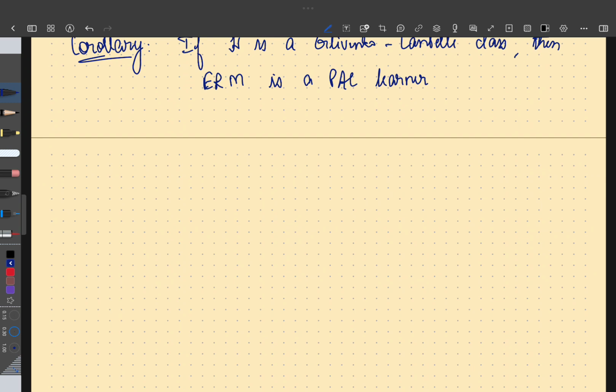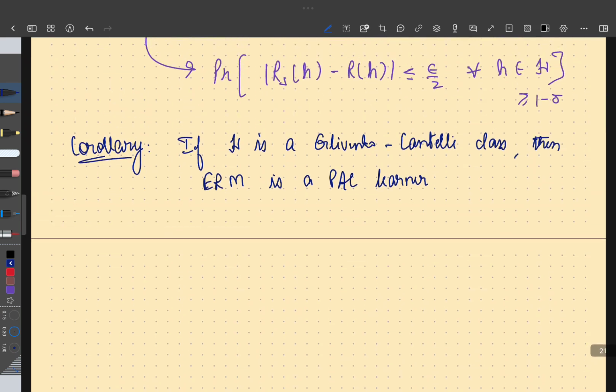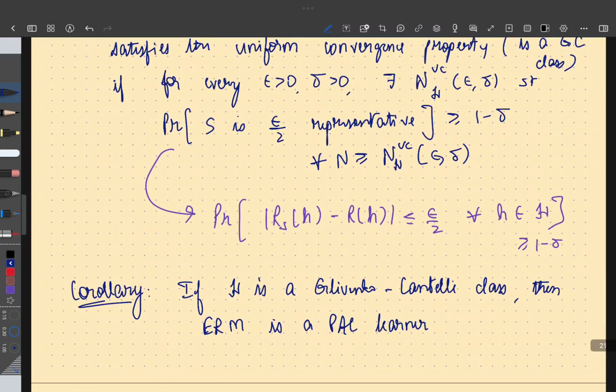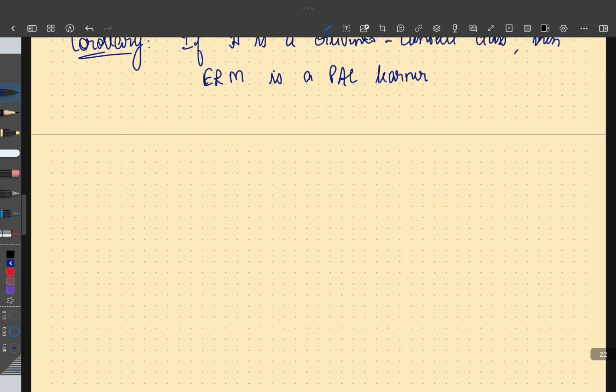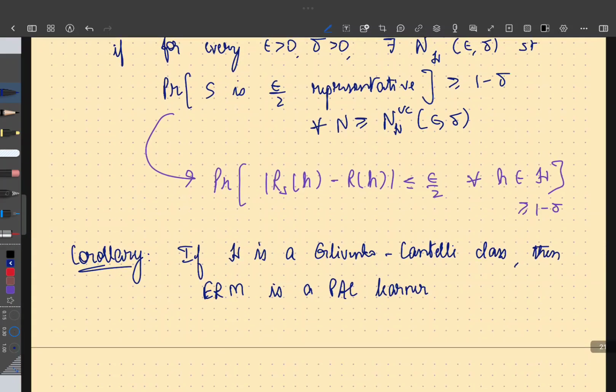So this ensures that if you have uniform convergence, then you have a PAC learner. But can we say something more about the minimum number of samples required to guarantee an epsilon delta error? We're not just interested in determining whether a given class is PAC learnable or not. For a given class, we also want to characterize the minimum size of the data set that you require in order to get at least a certain level of performance.